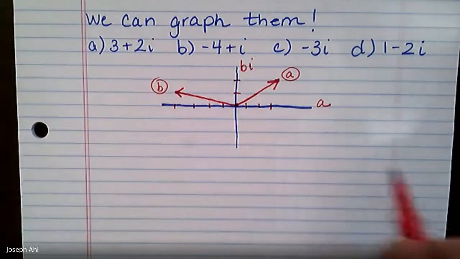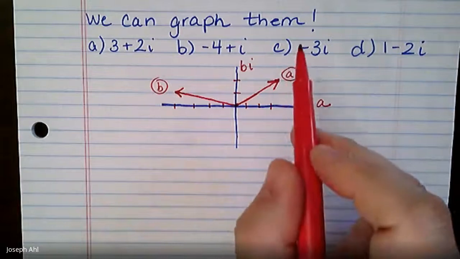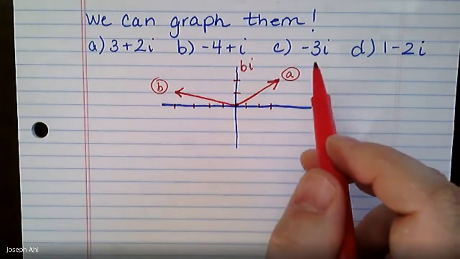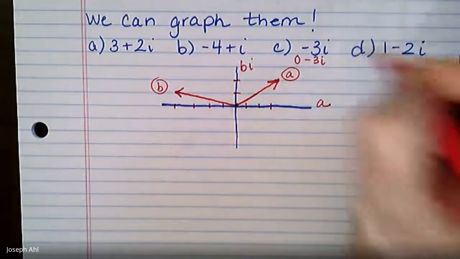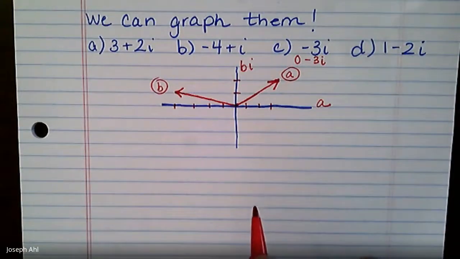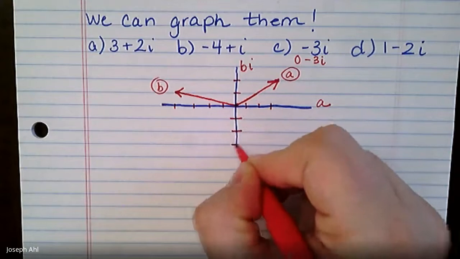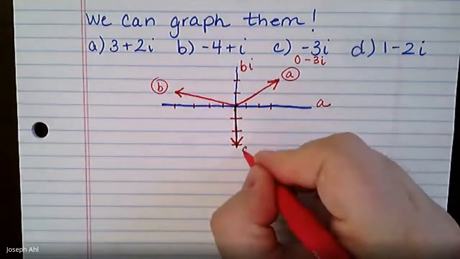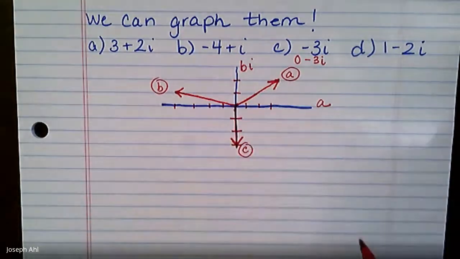We could probably do these pretty easily, but then we get into something like negative 3i. What's that going to look like? If there's no real component, this is technically just a purely imaginary number. It's not technically complex, but we can make it look complex by writing it as 0 minus 3i if we want to. So we're not going to go left or right at all, we're just going to go down 3. And that's what C would look like. Negative 3i is a vector straight down, right on top of the vertical axis.